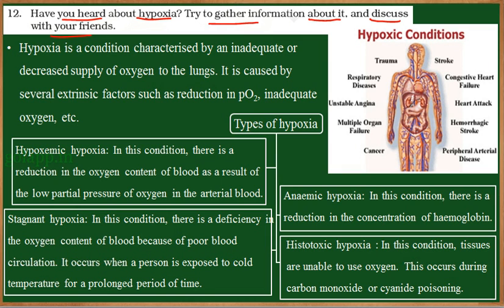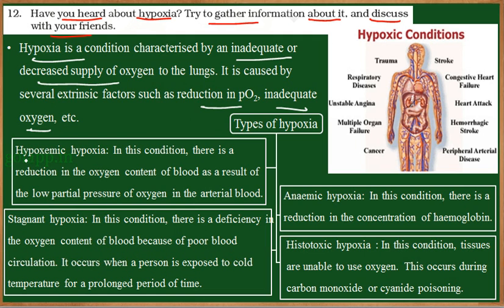happens. So hypoxia is a condition characterized by inadequate or decreased supply of oxygen to the lungs. So when there is a decreased supply of oxygen in the lungs, it leads to a condition called hypoxia. It is caused by several factors such as reduction in the partial pressure of oxygen, or there is less concentration of oxygen, etc. We'll see what are the different types of hypoxia.